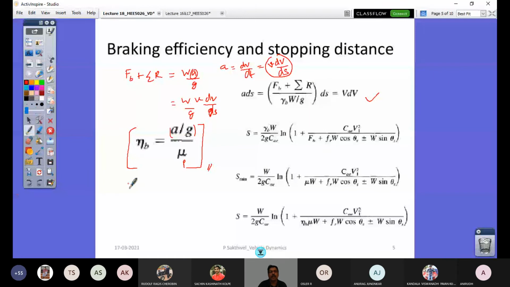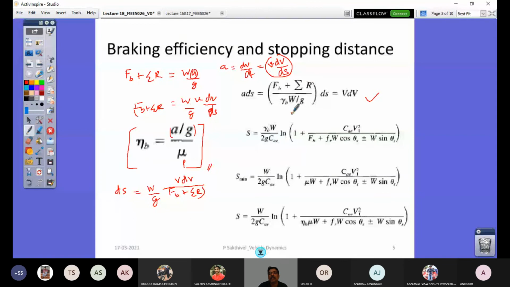So I take ds on this side, and I have W by G. FB plus sigma R will be in the denominator, right? So here this is FB plus sigma R. I take ds and bring this down here. So this is in the denominator, and I will have V dV here. That's my equation. So if you look here, this gamma b is there.